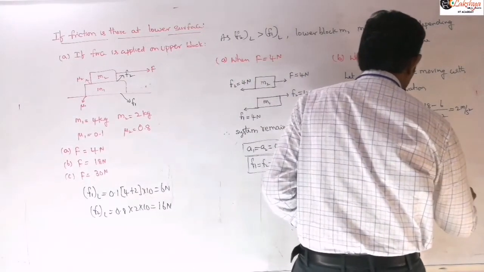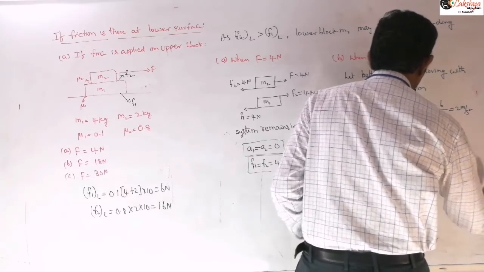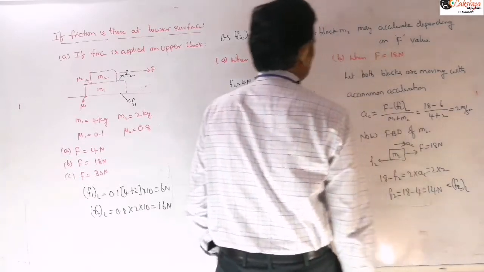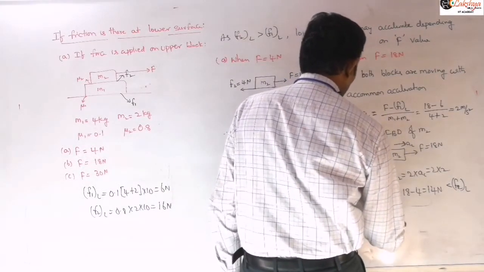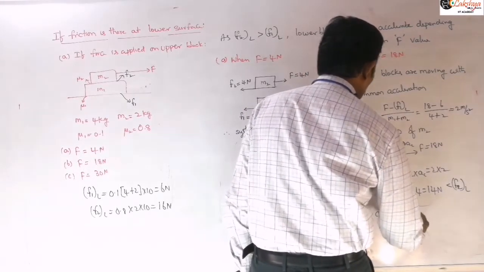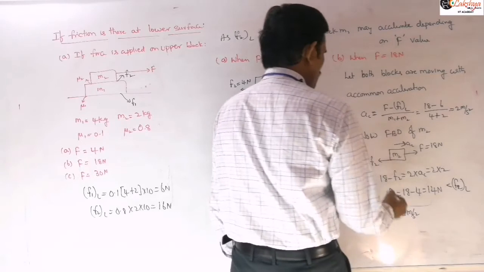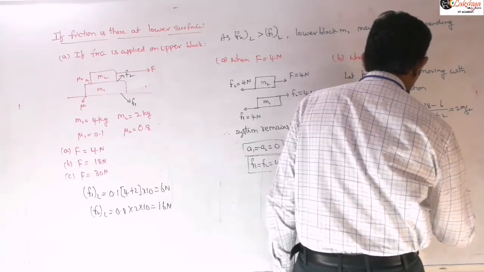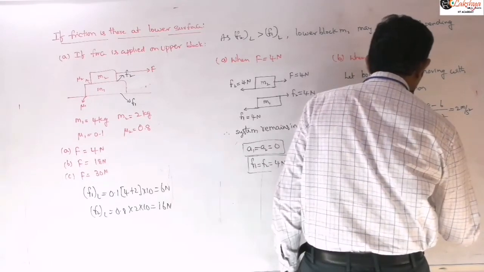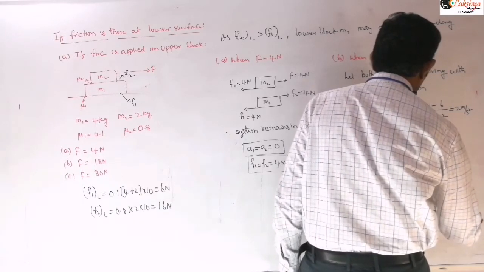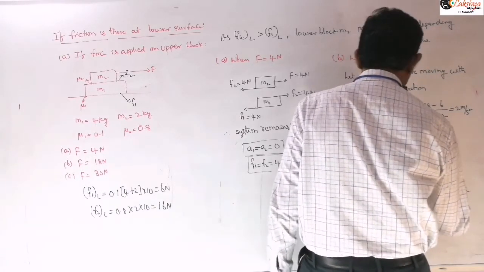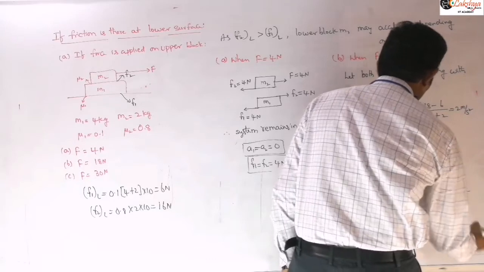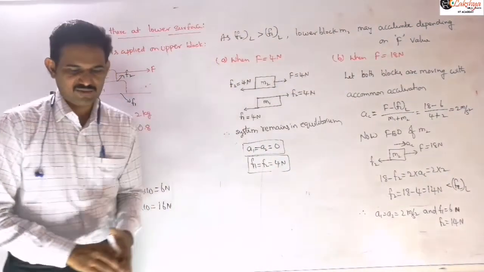So this value is less than this F2 limiting, and therefore A1 is equal to A2 is equal to 2 meter per second square. This is our acceleration here. And then F1 is that limiting friction only, sorry, F1 is 6 newtons, and F2 value is 14 newtons. So those are the frictional forces and these values here, right?